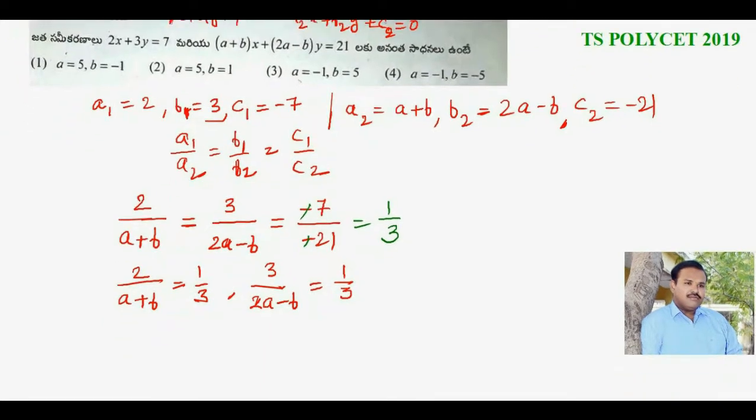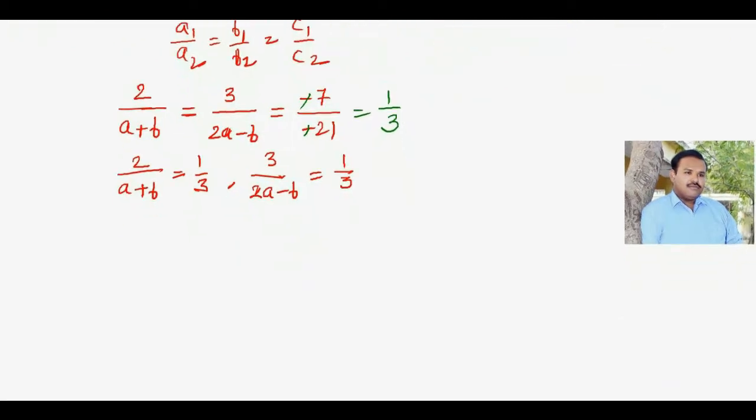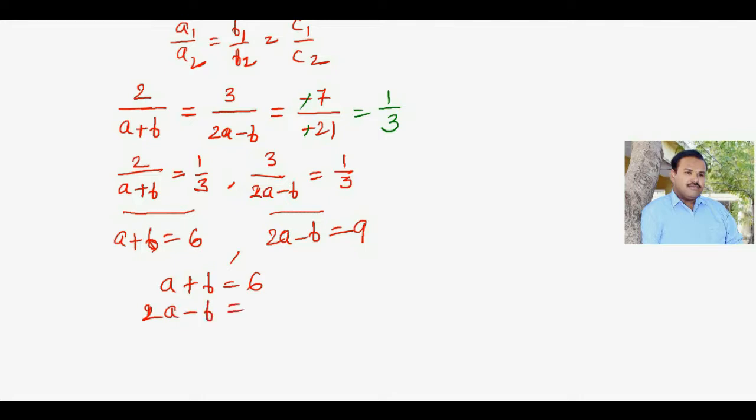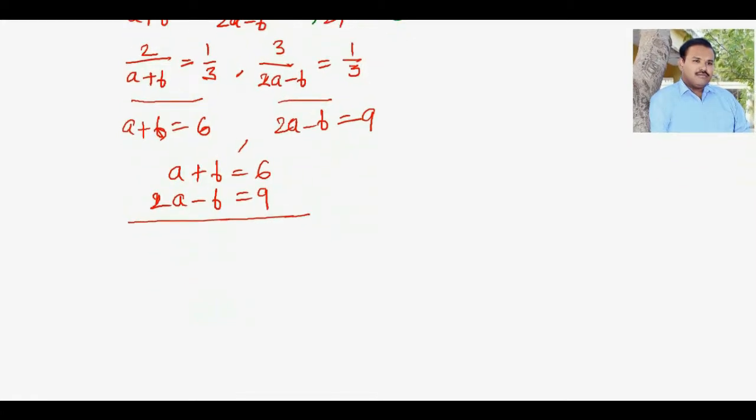Now this term 2 by a plus b is equal to 1 by 3, cross multiplication, then it becomes a plus b is equal to 6, and this one, cross multiplication, 2a minus b is equal to 9. So now we have to solve, that is a and b values. So we have to eliminate any one of the values, a or b. So a plus b is equal to 6, 2a minus b is equal to 9. So we can eliminate b. So plus b and minus b get cancelled by adding these two equations.